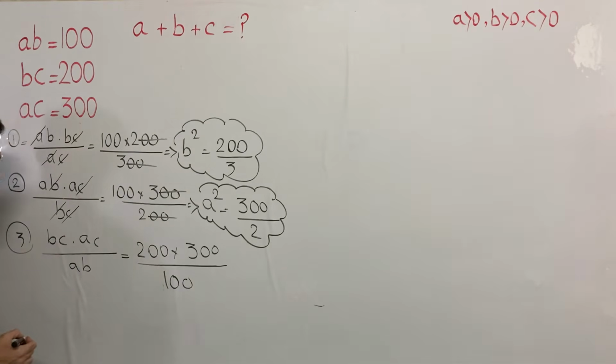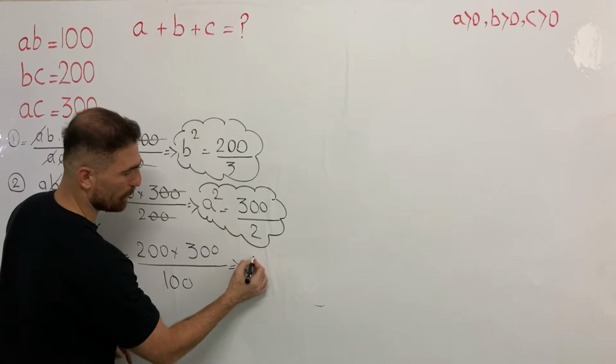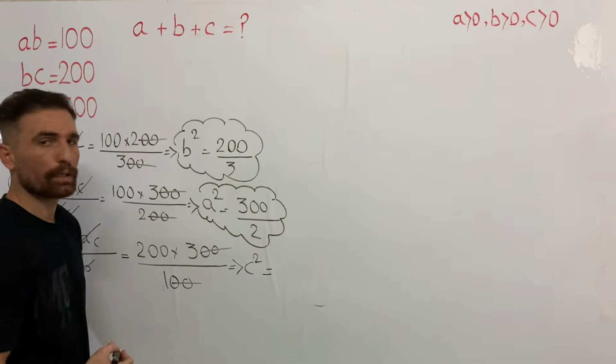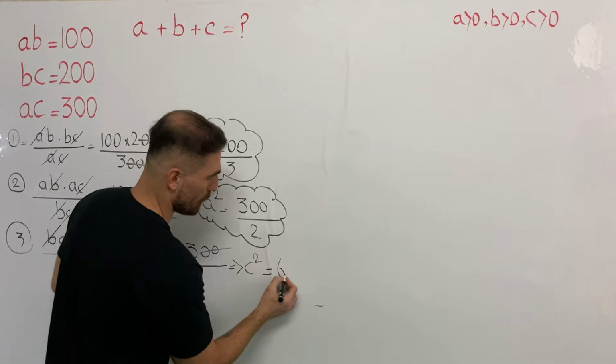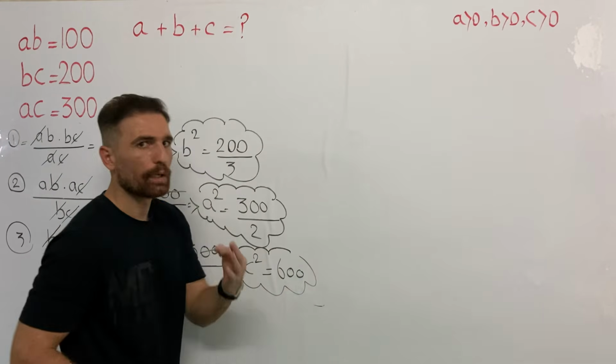So, left side, what do we have? This B can be cancelled off. This A can be cancelled off. C times C is going to be C to the power of 2. These two zeros can be cancelled off. 3 times 200, 600. This is equation number 3.